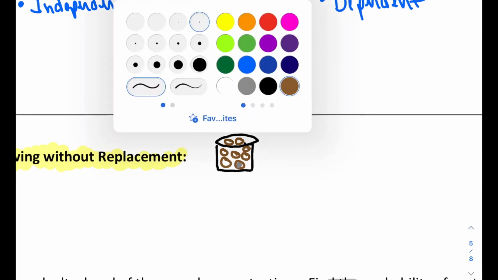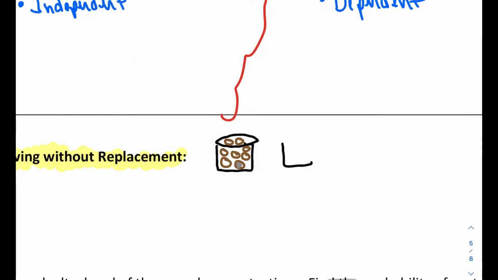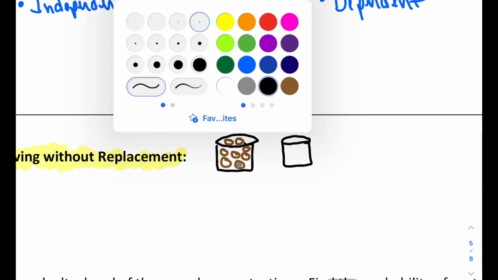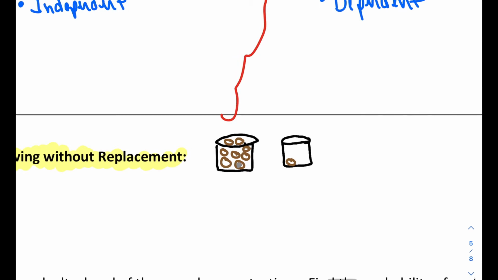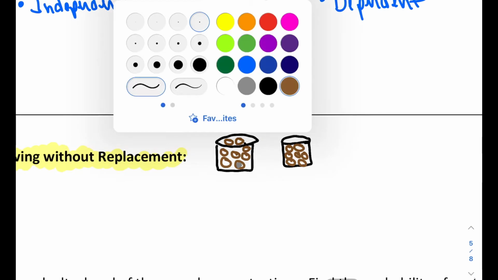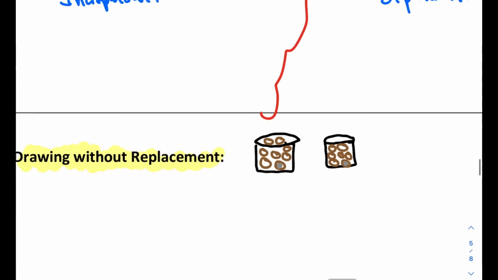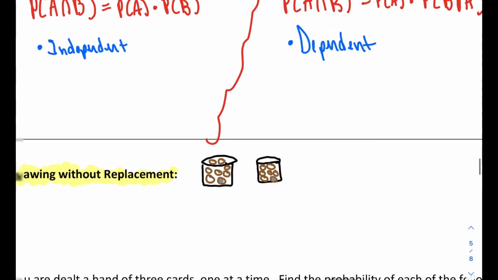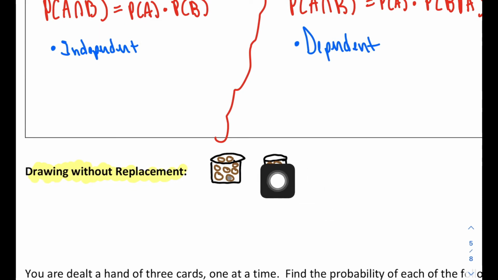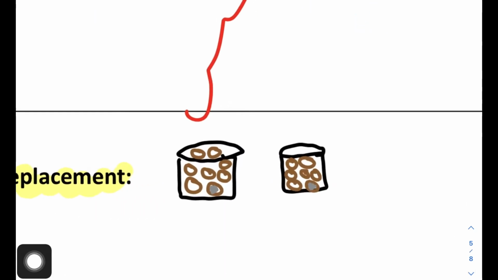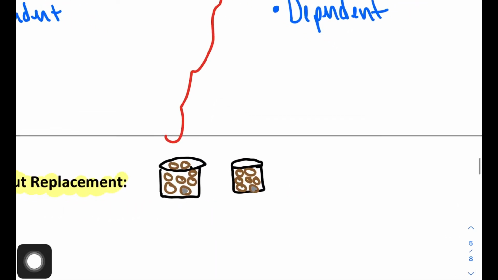But let's say I don't pick that one. I pick a different one, and I eat that different one. So now the next day, when I go back to my jar, since I already ate one, there's only 7 left, and this gray one is still down there. If I ask you, what's the probability that I eat that one? Well, that's just 1 out of 7. On the previous day it was 1 out of 8, but now it's 1 out of 7. The reason is that we did not replace the original one that we grabbed and ate.